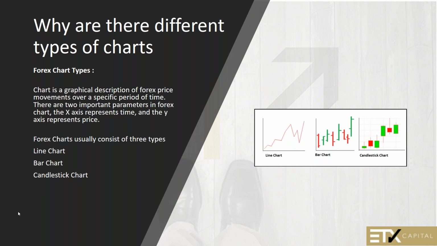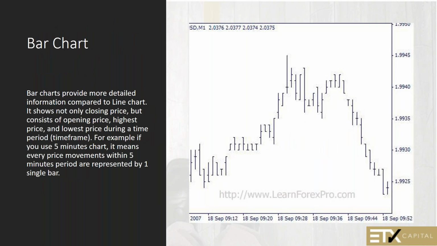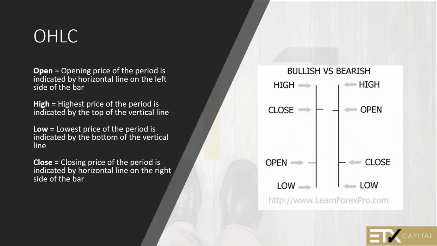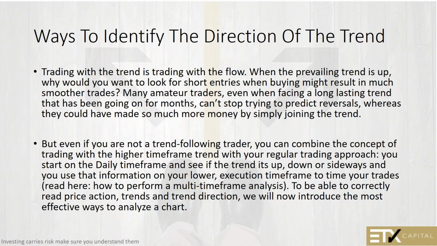Now, the first part of our building foundations, which we had last week, was learning the different types of charts. And as we discussed, there's a line chart, a bar chart, and a candlestick chart. Now, once we've set up our chart, we want to start to identify ways to determine if there's a trend and the direction of the trend. Now, please don't mix up trend and trend lines. They are two separate concepts.